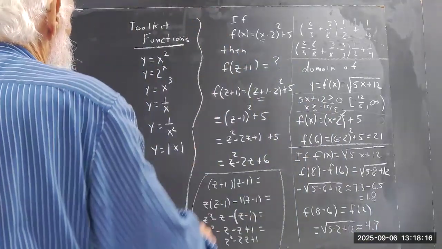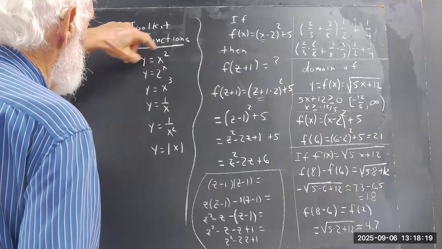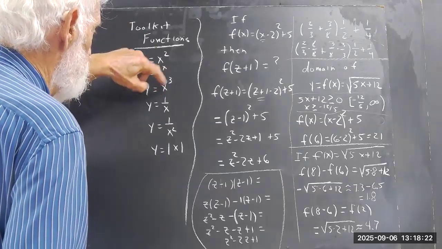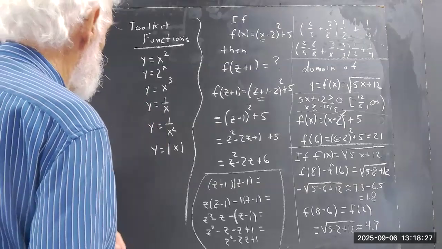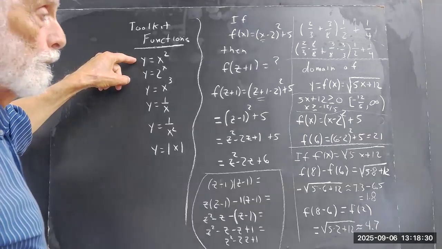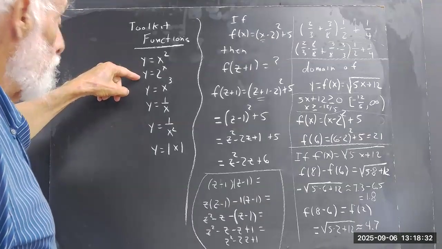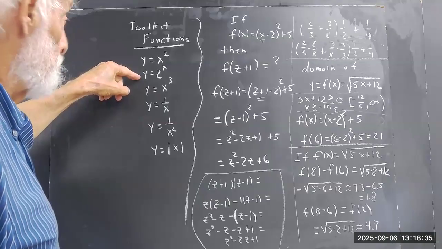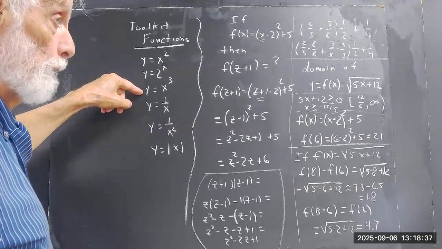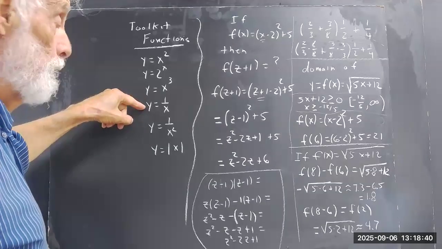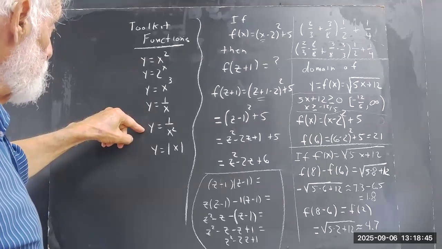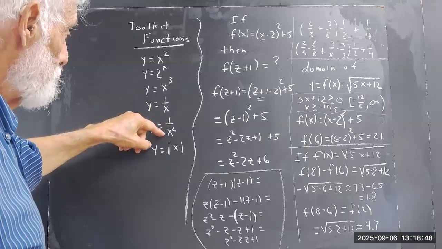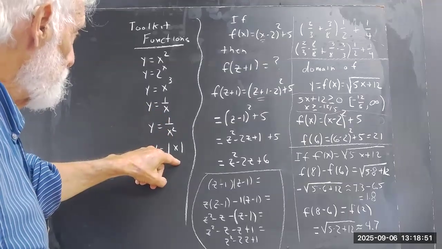Now, the next topic we want to take up is toolkit functions. That would be y equals x squared, y equals 2 to the x, y equals x cubed, y equals 1 over x, y equals 1 over x squared, y equals absolute value of x. Call this the quadratic or squaring toolkit function. Call this the toolkit exponential function. Call this the toolkit cubing function. This is a toolkit reciprocal, you're doing the reciprocal of x. This is reciprocal square, you do the reciprocal of the square. This is the absolute value.